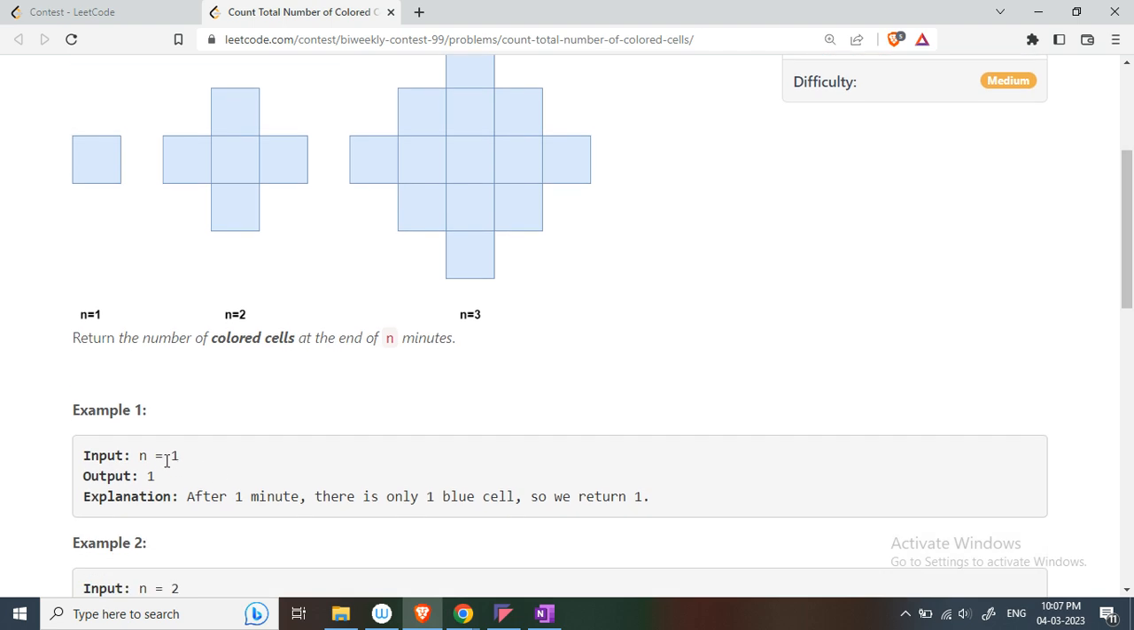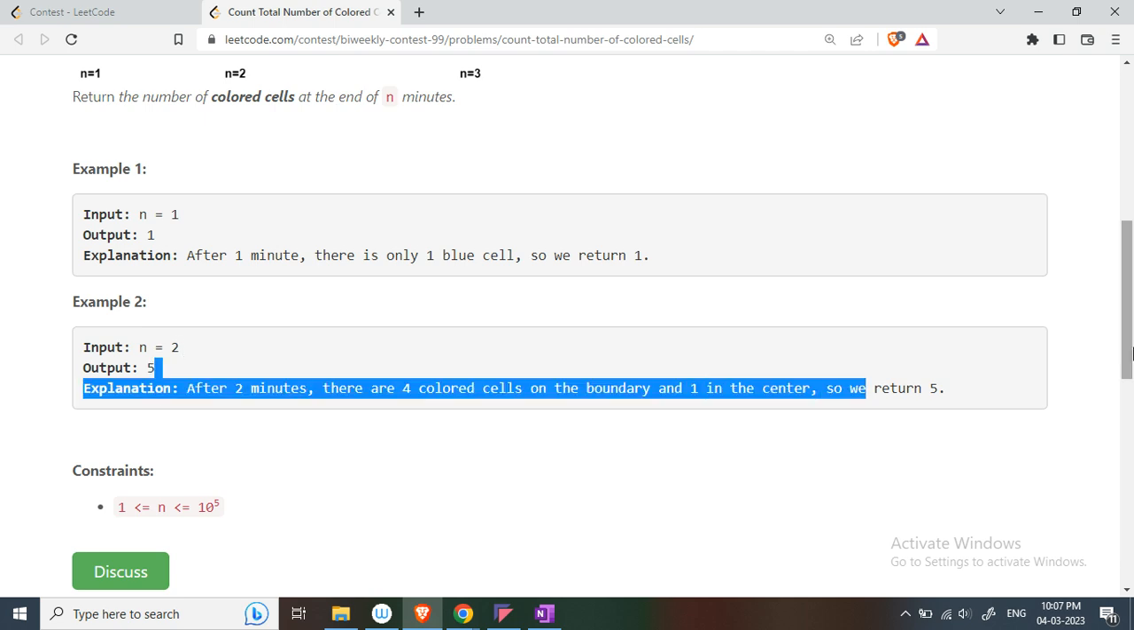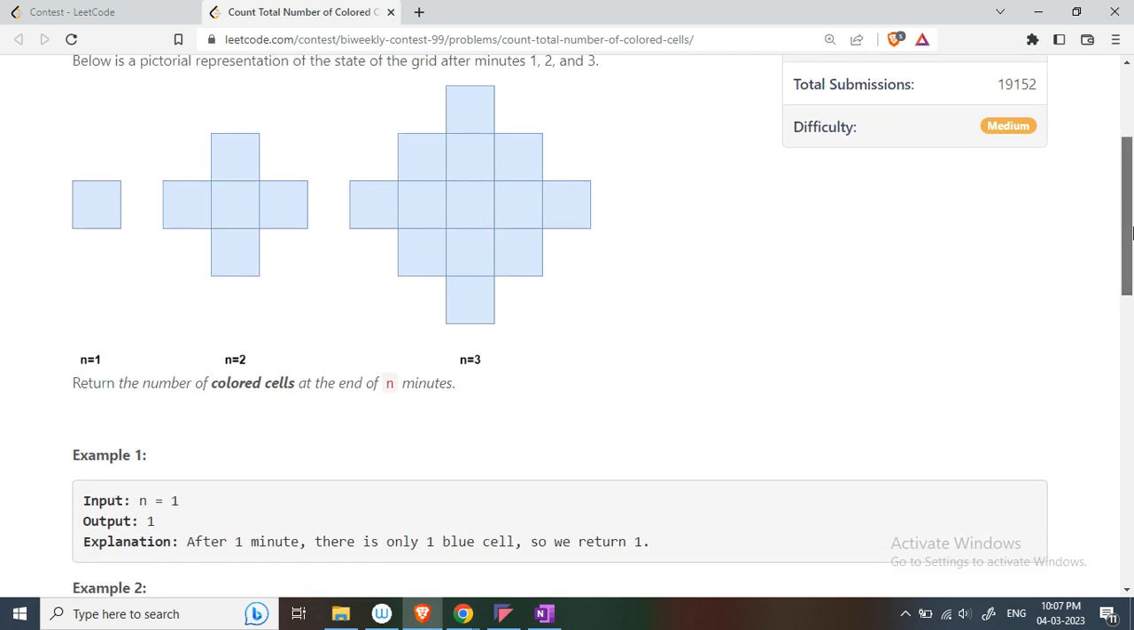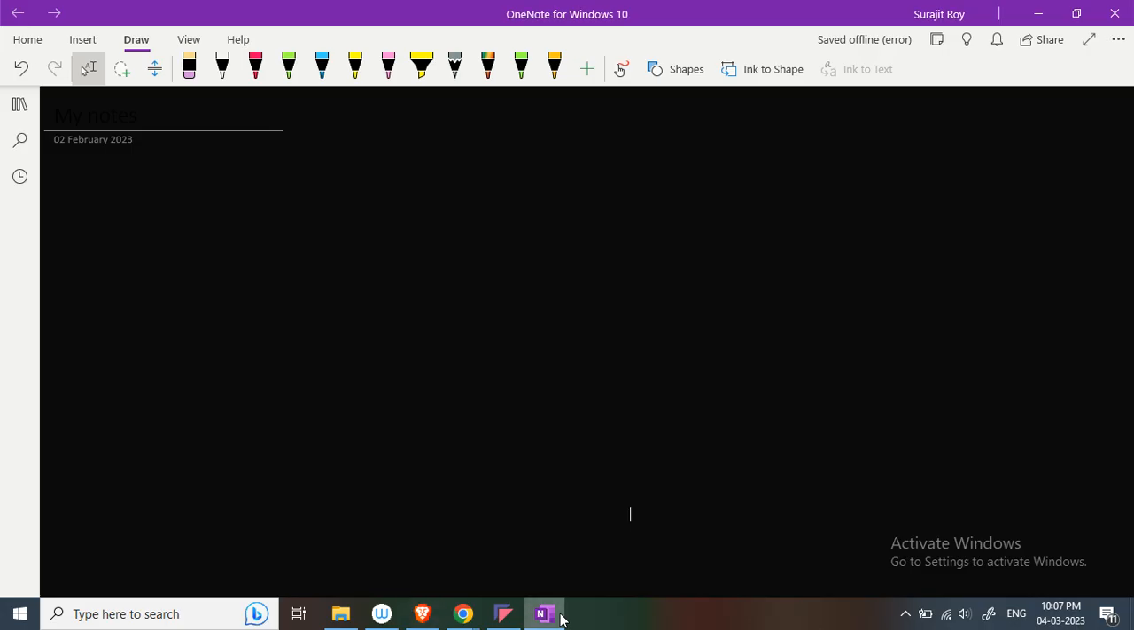For n equal to 1, the number of colored cells is 1. For n equal to 2, the number of colored cells is 5. And for n equal to 3, the number of colored cells is 13. I have counted in my rough work, and I will show you. So let's jump to the blackboard and see what is happening.